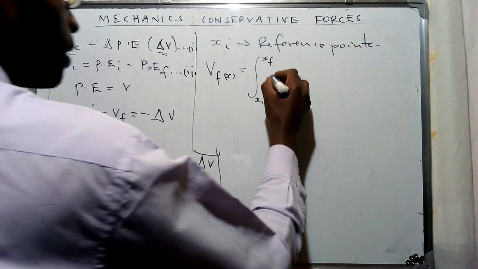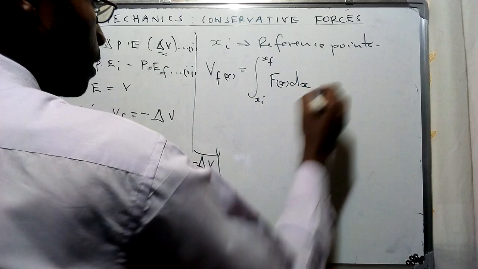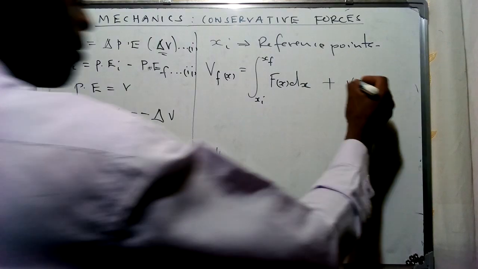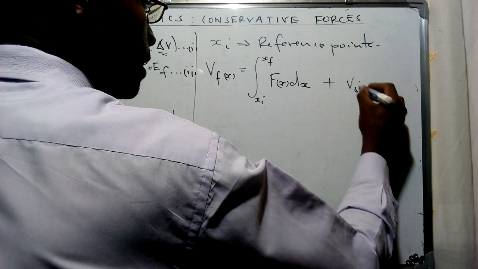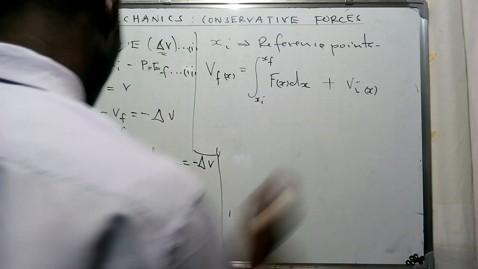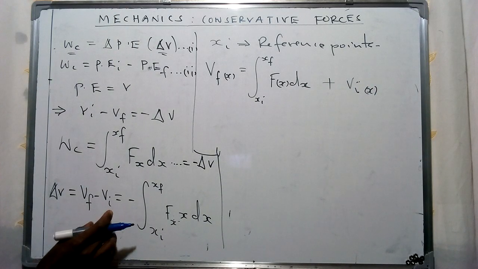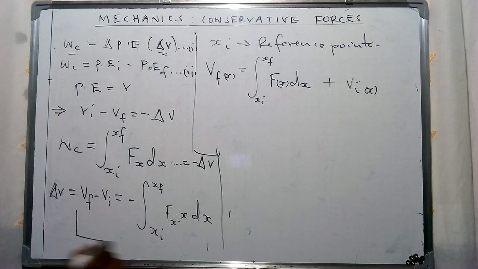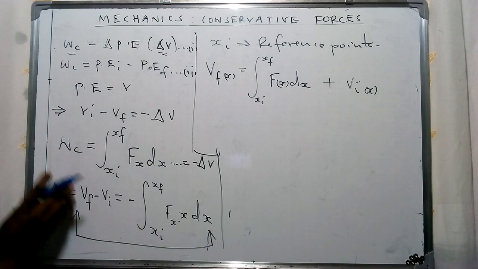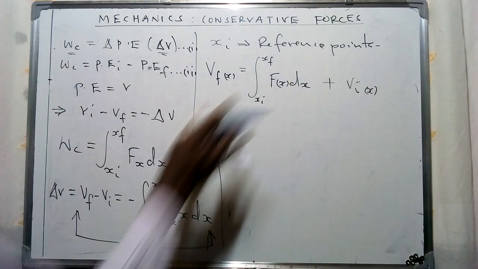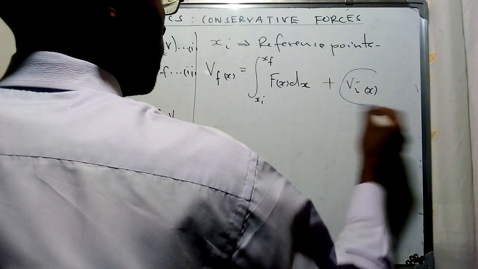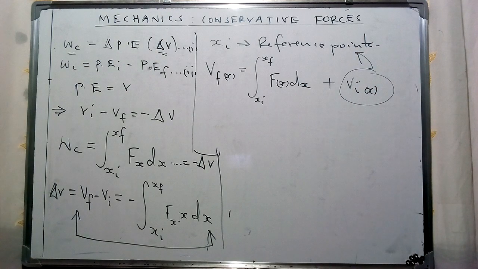And this is the integral of Fx plus Vi, which is Vix. This is basically rewriting the initial evaluation which we had. Remember, if we bring this one to the other side, we have to change this aspect of the equation. So negating this one, we have it written in this form, using this initial point of reference, Vi.